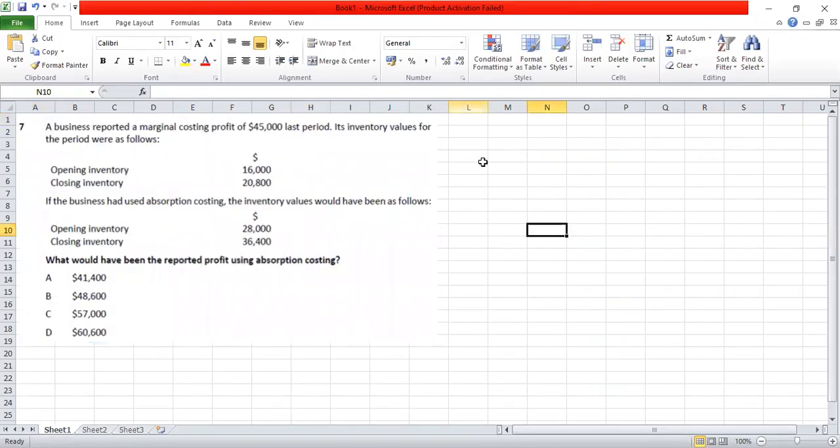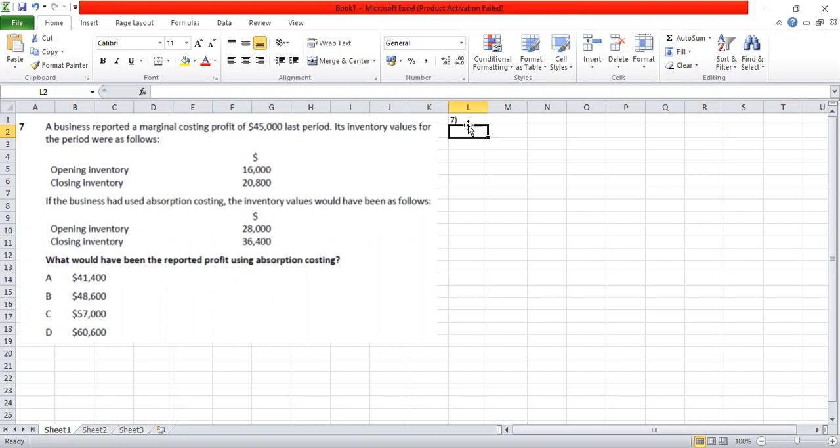Okay, I hope you are able to see the Excel sheet on the screen. Let's solve this one, question number 7. A business reported a marginal costing profit of 45,000. What's the point of difference between marginal costing and absorption costing? That is the way in which the closing inventory is treated. Under absorption costing, the full cost is charged. Under marginal costing, only the variable manufacturing cost is charged to ending inventory. So the way in which these inventories are treated is different.